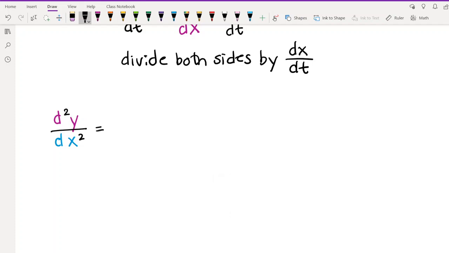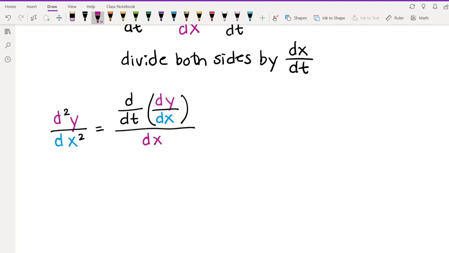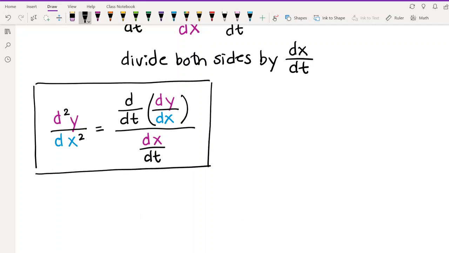So the formula for this is that you're going to take d/dt, so the derivative with respect to t, of dy/dx. So whatever you got for the first derivative, you're basically taking the derivative of it again with respect to t. And then in the denominator, you do dx/dt. So basically the numerator is kind of taking a second derivative, whereas the denominator, you're just putting the derivative of x with respect to t that you found in the earlier part. So this is the second derivative.